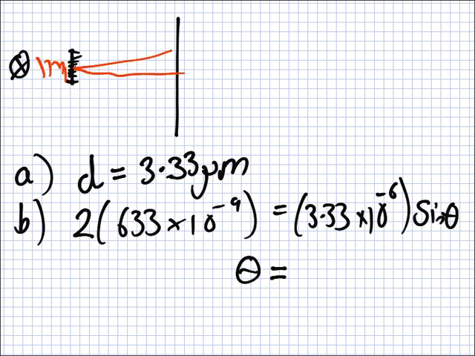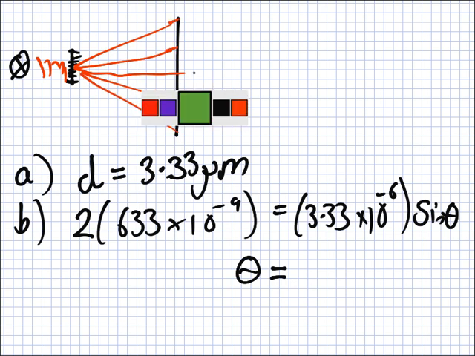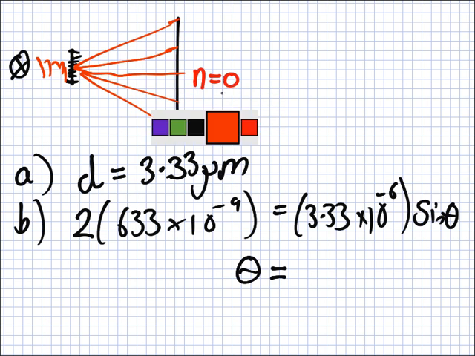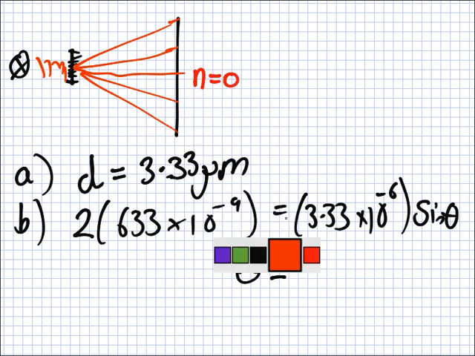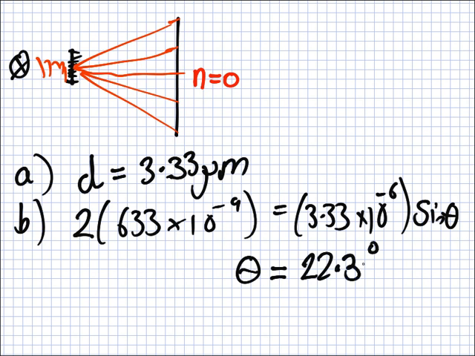Sine inverse of 2 times 633 nanometers times 10 to the 9. Math error. 22.344. What? 22 point 3448. Okay. Are we happy with that? Yes, continue.